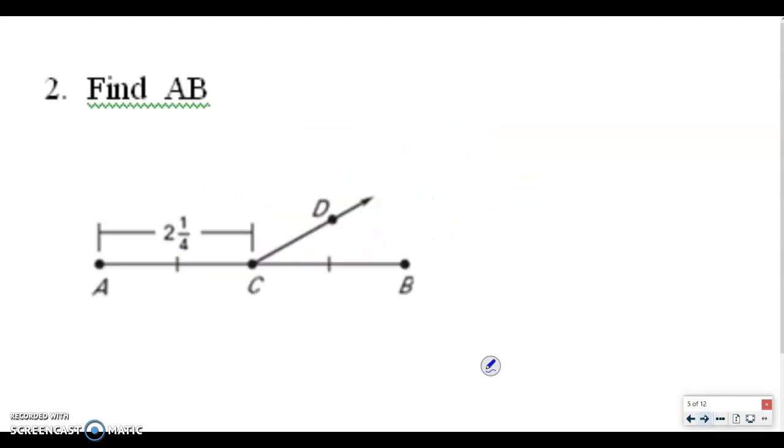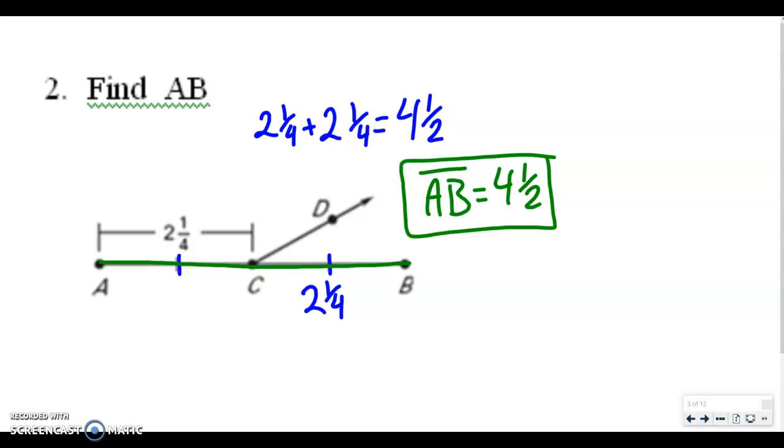And find AB. So go ahead and pause. You guys do this one on your own and then unpause for the answer. All right, done just the same as the one before. Hopefully you got segment AB equals 4 1/2. Remember those two smaller segments are congruent. So CB is also 2 1/4. Just add those together.